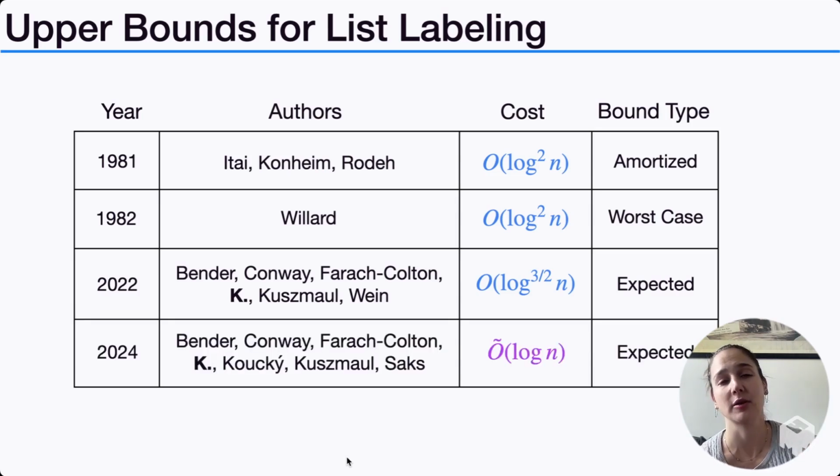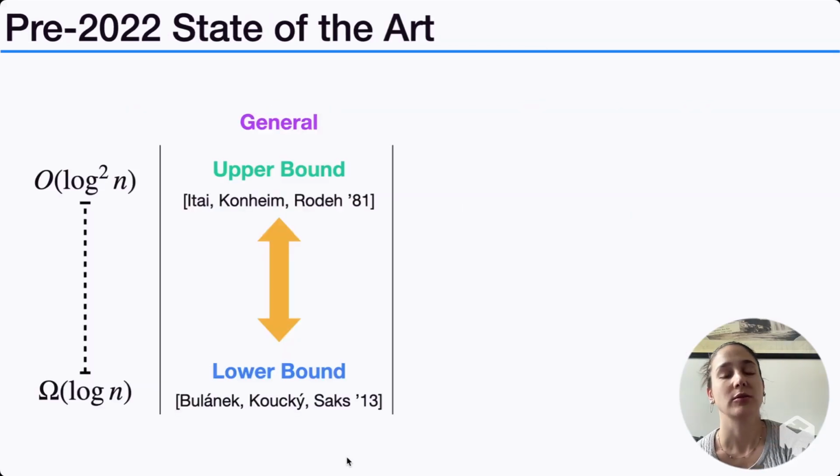And then the result that I'm going to talk about today is an even further improvement in this upper bound to O tilde log n. So to give a little more history on this problem, for a lot of the history of list labeling, there was a gap between the upper and lower bounds. So the best known general lower bound is omega log n by Bulánek, Koucký, and Saks in 2013.